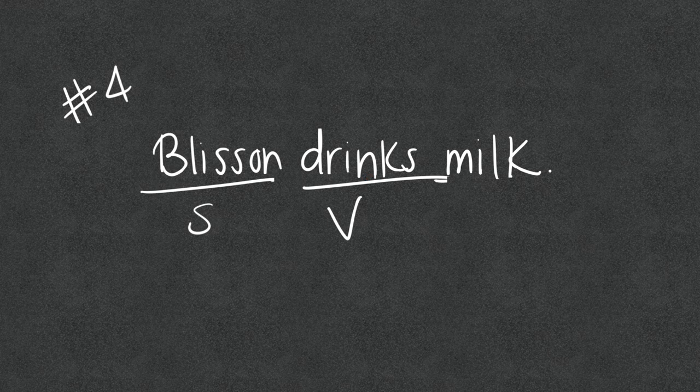Blisson drinks. What is the object of this sentence? Who or what is Blisson drinking? If you said milk, then you are correct. Blisson drinks milk. Subject, verb, object. Let's look at the last example.